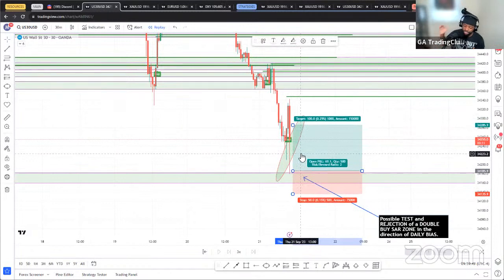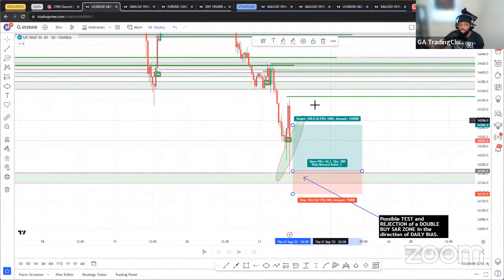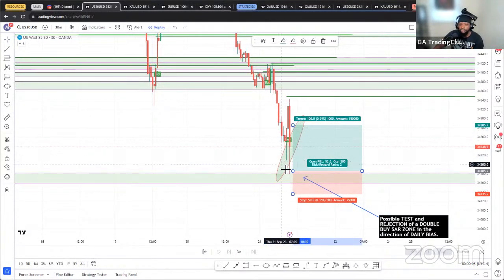So what I'll do, I'll enter in with 0.375, which is half of 0.75. And then I'll save my other 0.375 in case price comes back down, and then I look for an entry. But if price does not come back down, with a 1:2 and 0.375 risk, I'll make 0.75 on that trade, and that's 750 on a 200K account.